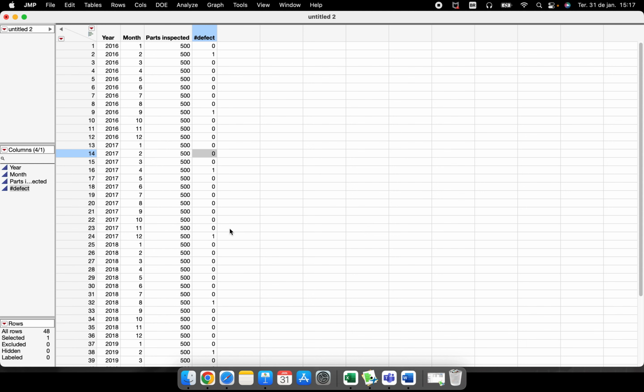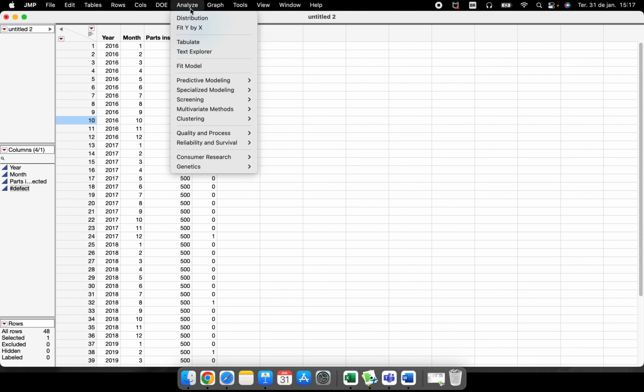So you start controlling these events, let's say that, and you start having a data table like this one. You inspected 500 parts, no defect. 500 parts in the second month, one defect. The third month, 500 parts inspected, no defect. And you start seeing that you don't have defects anymore. And sometimes you have only one defect. This could be considered a rare event.